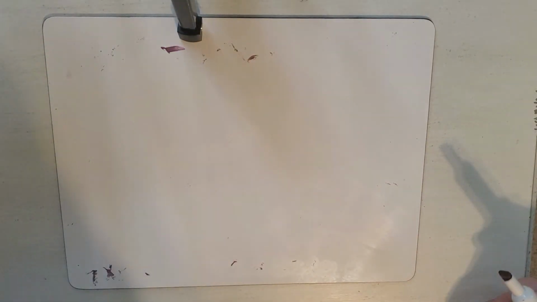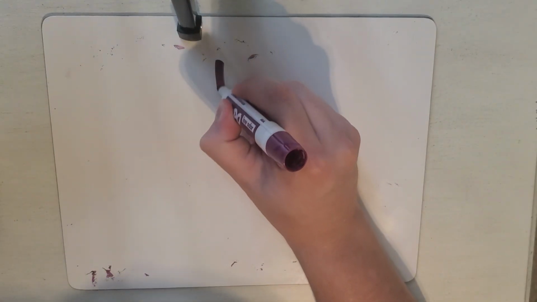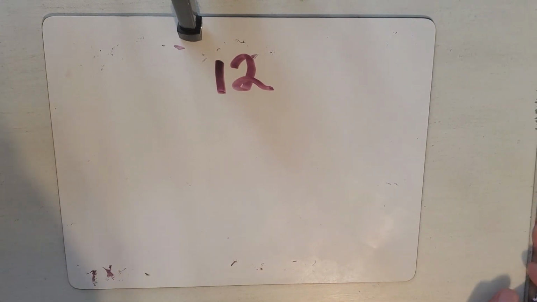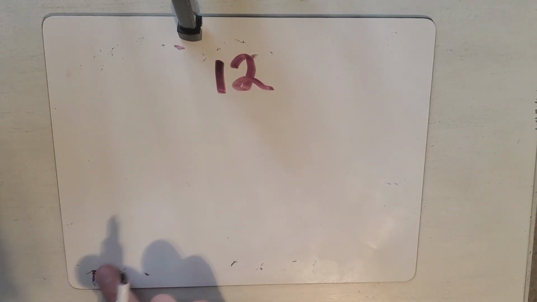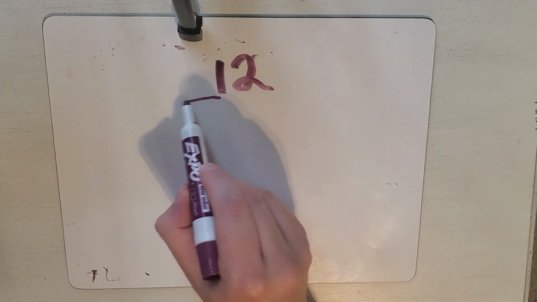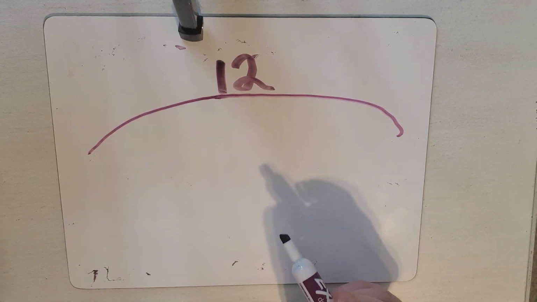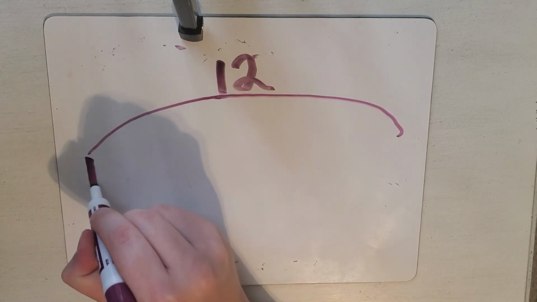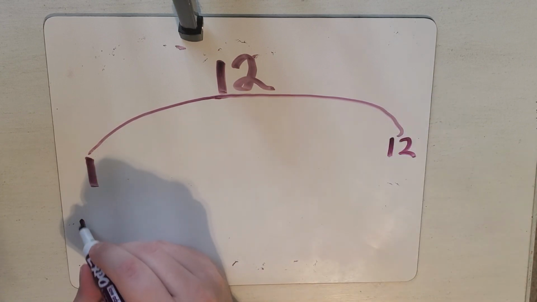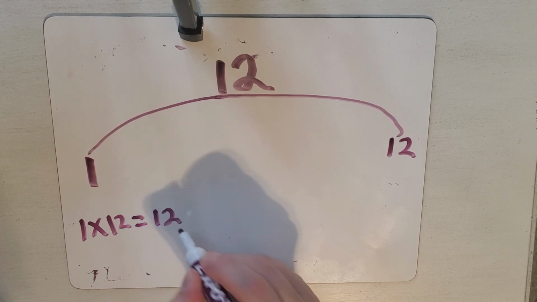All right, let's do the number 12. I'm going to start thinking, what numbers can I multiply together to get 12? I always start with the easiest, and I'm just going to make this a little loop deal. What's the easiest? I know times 1. 1 and 12, because 1 times 12 equals 12.